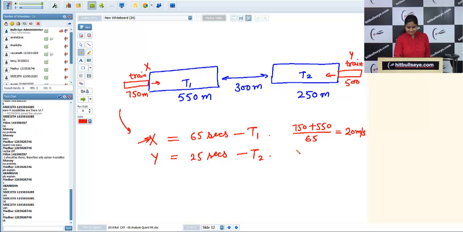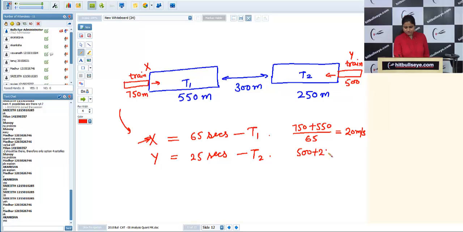Now coming to this, the second train Y, it will be 500 plus 250 divided by 25. It comes out to be 30 meter per second. So both these speeds are known now. Now coming to the question.